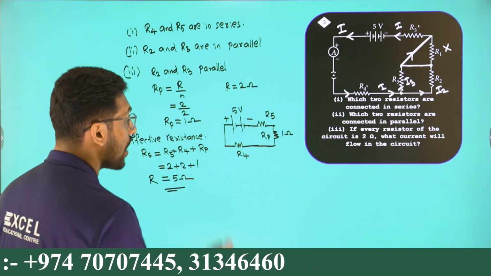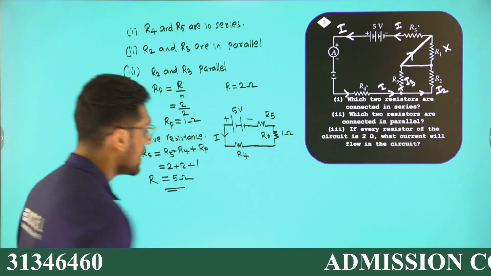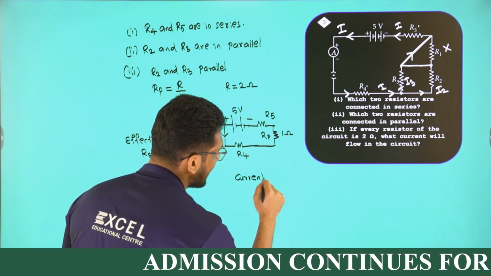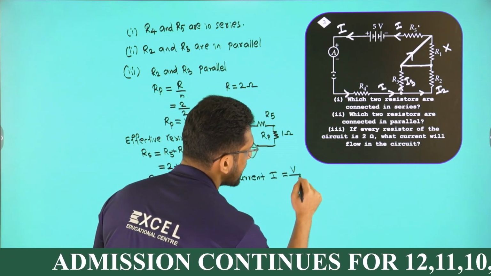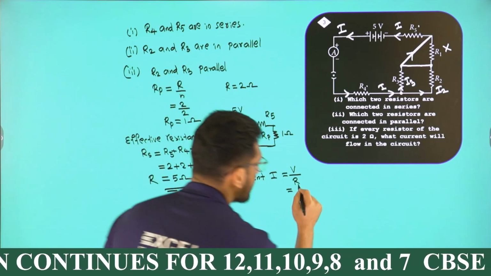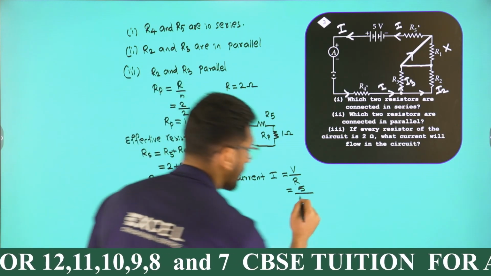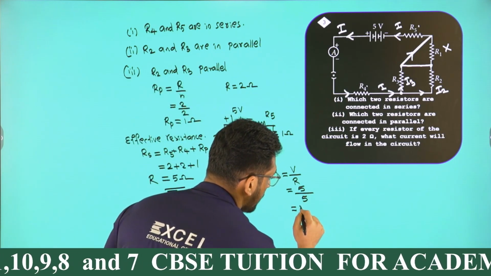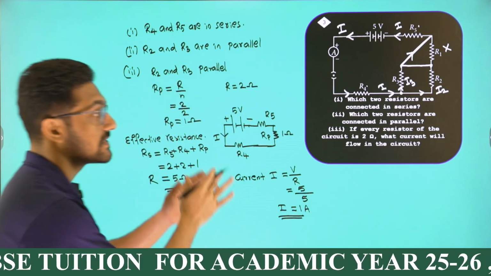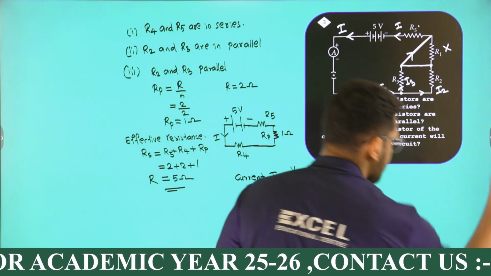According to Ohm's law, what is the current coming out of this positive terminal? I is the current. What is the equation for current? Current is I equal to voltage divided by effective resistance. The voltage is 5, and the effective resistance is 5 also. So 5 by 5 is 1 ampere. 1 ampere is the amount of current in the circuit. It's a very good question. Now let's see the next one.